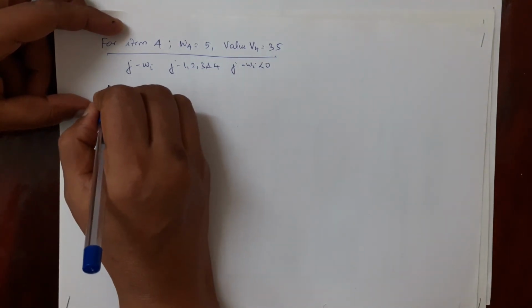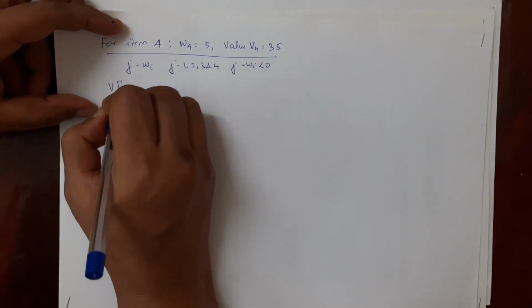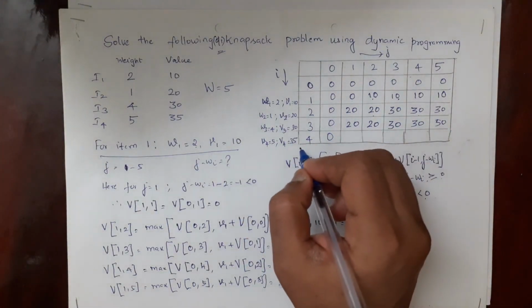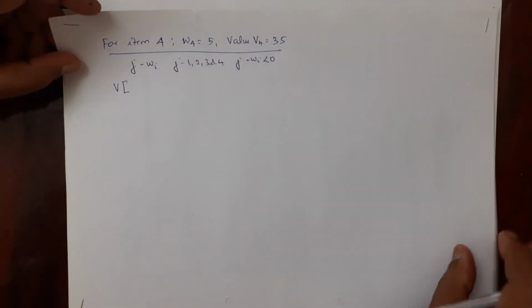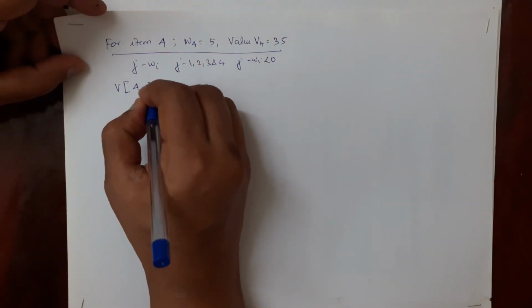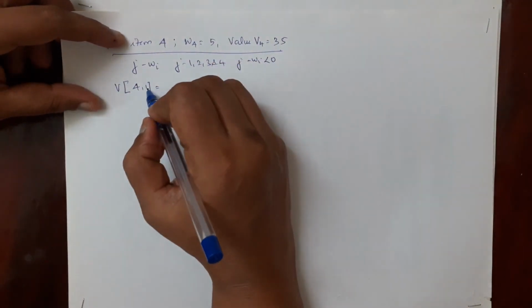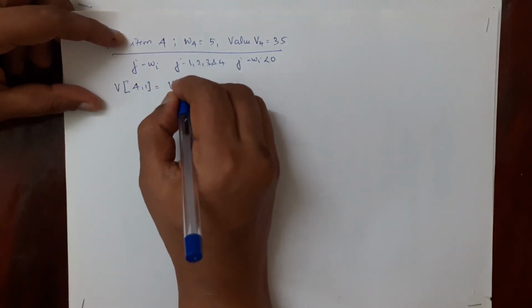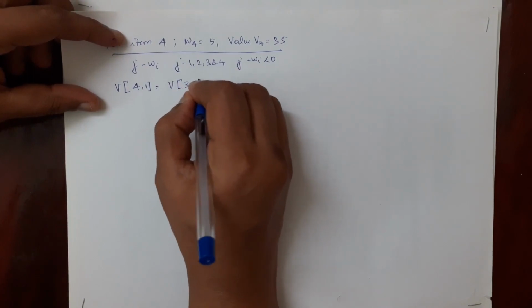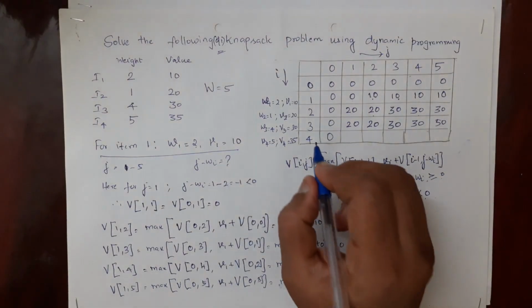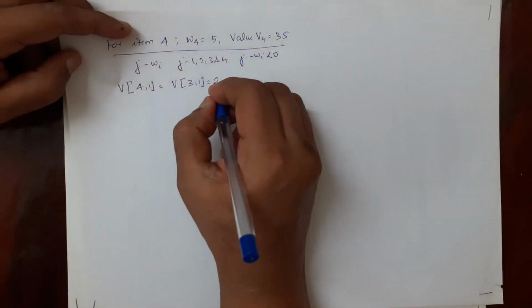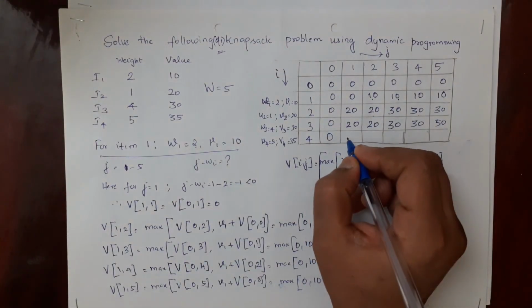So first we calculate 4 comma 1. Here j is 1, and 1 minus 5 is minus 4, which is less than 0. So v of 4 comma 1 is just v of i minus 1, that is 3 comma 1. v of 3 comma 1 is third row first column, that is 20. So we put the same 20 here.